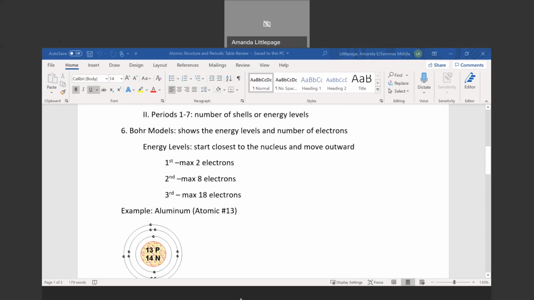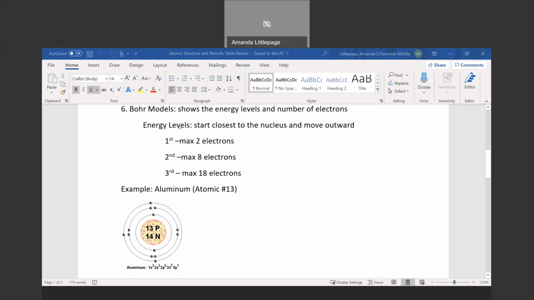So if we were to zoom in on the example of a Bohr model here, you can see this is aluminum. Okay, remember, the first shell holds 2 electrons, second holds 8, and the third has a maximum of 18. Now, shells 4, 5, 6, and 7, some of them can hold up to 32, but for 8th grade science, we're just going to kind of end with discussing the third shell. So elements in period 3, basically. Okay, so this example is aluminum.